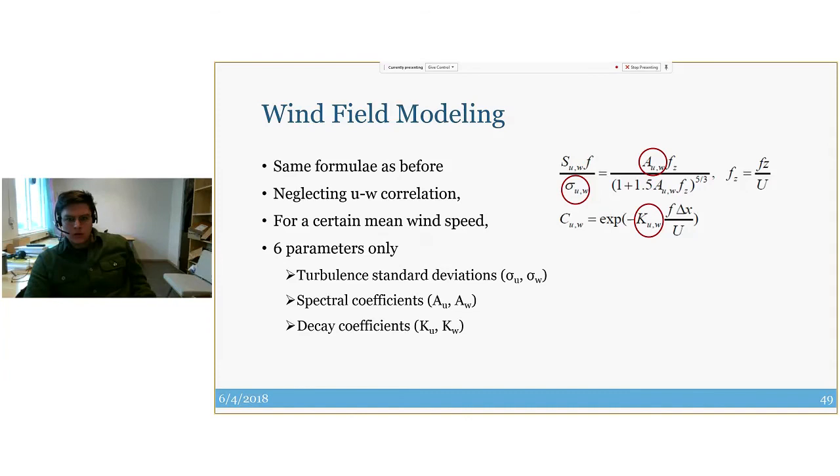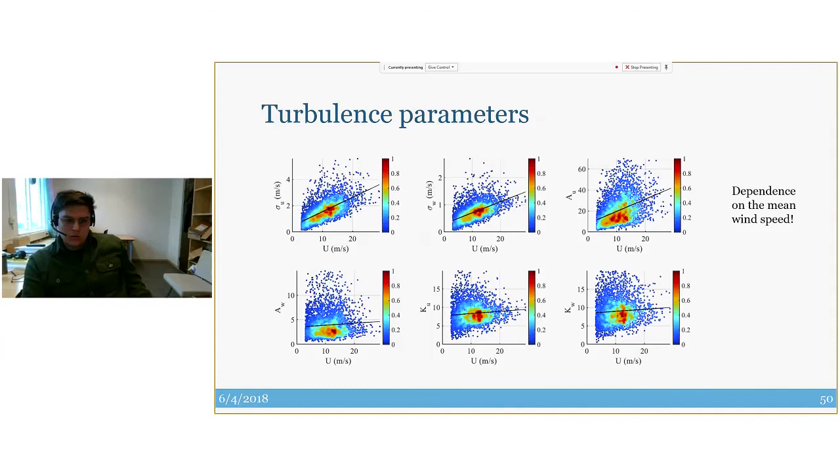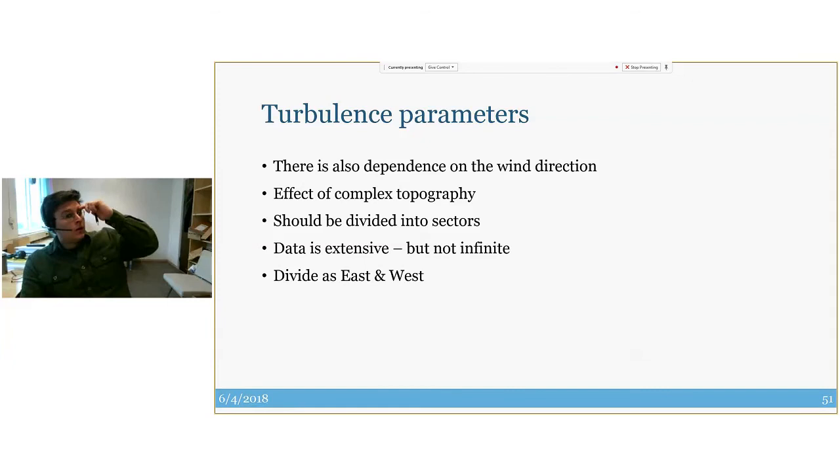So wind field modeling is the same as we used before. We have the A coefficient here, we have the standard deviation of U and W components, and we have the K coefficients, the decay coefficients for the span-wise correlation. So if we look at the turbulence parameters, these six parameters, we see that some of them are dependent on the wind speed, but some of them are not. So this also should be considered. We also see a dependence on the wind direction on top of the dependence on the wind speed. This is due to the effects of complex topography, of course.